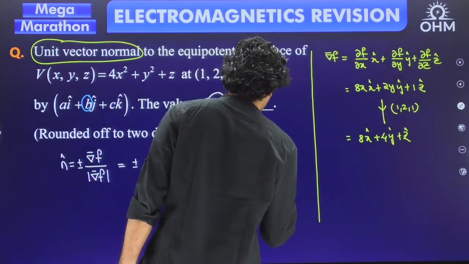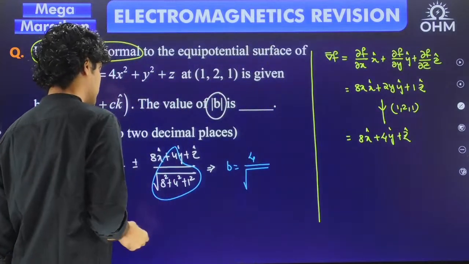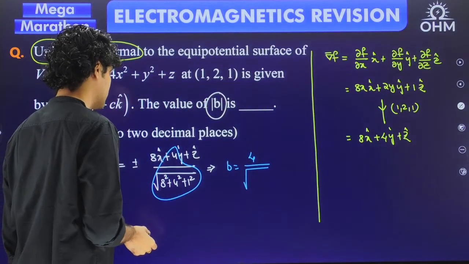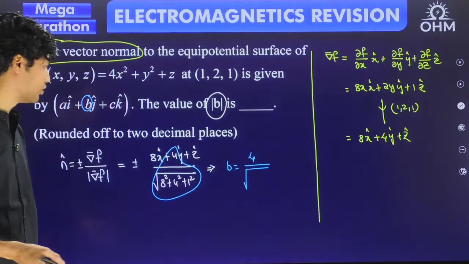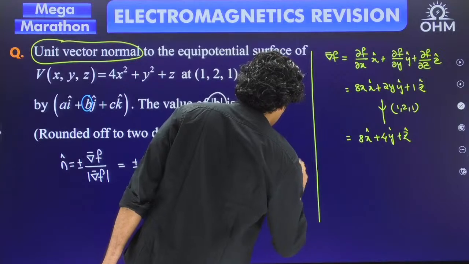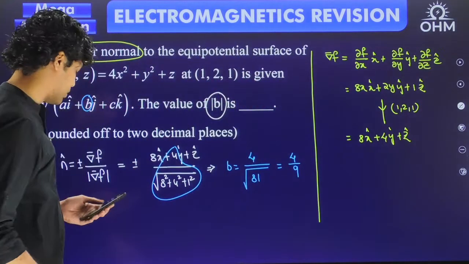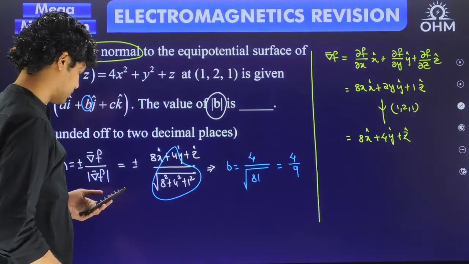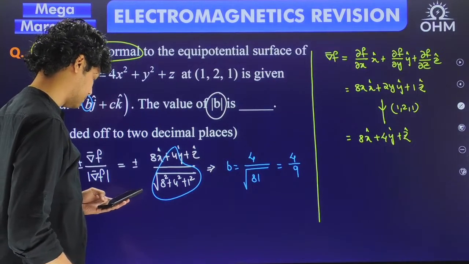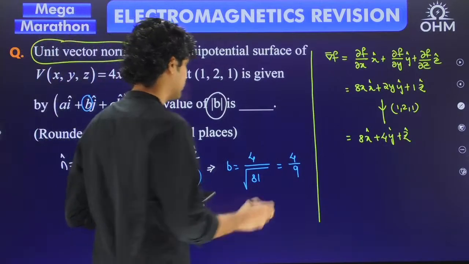So the magnitude corresponds to how much? 4 divided by the square root of 64 plus 4 square, which is 16, I think 80, plus 1 is 81. So the square root of 81 is nothing but 9. So the answer is nothing but 4 by 9. You have to express it rounded off to 2 decimal places. So finally, what do we get? Yeah, 4 by 9, correct? 0.444.